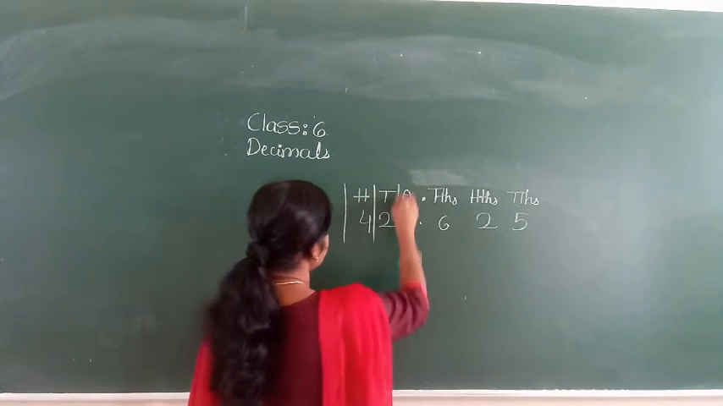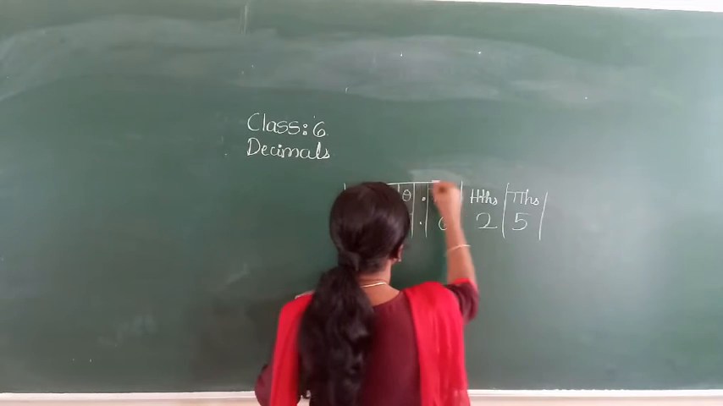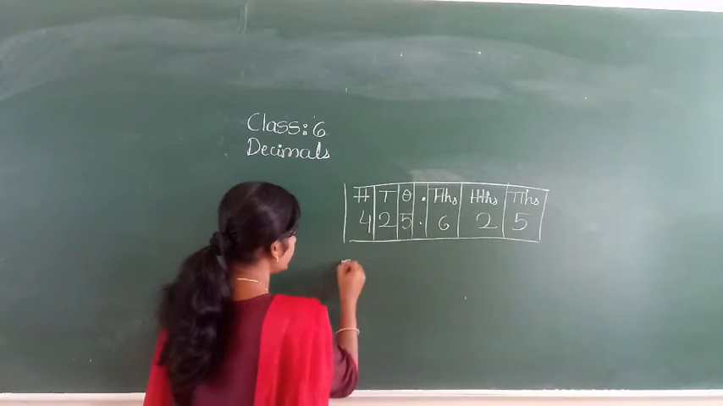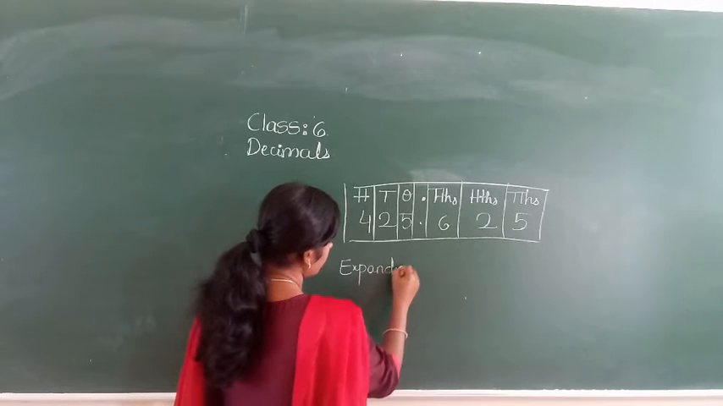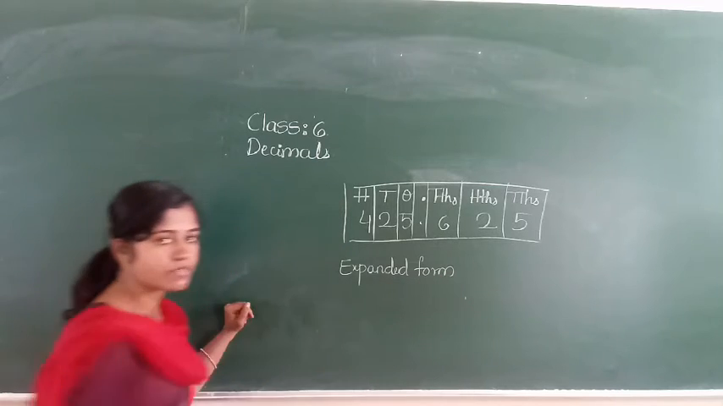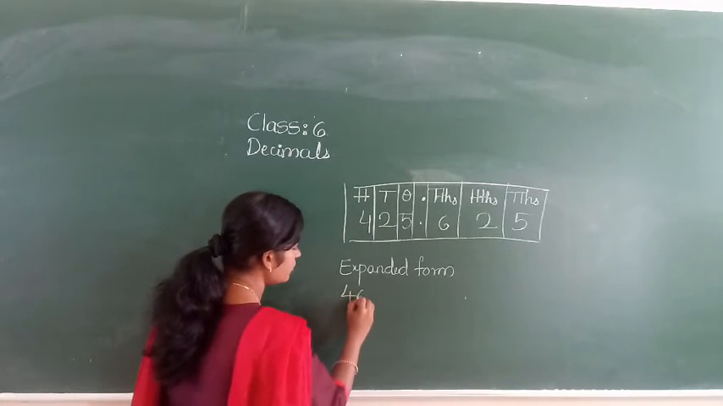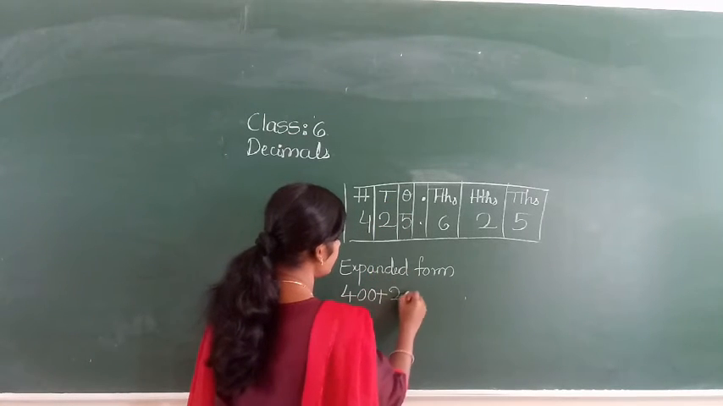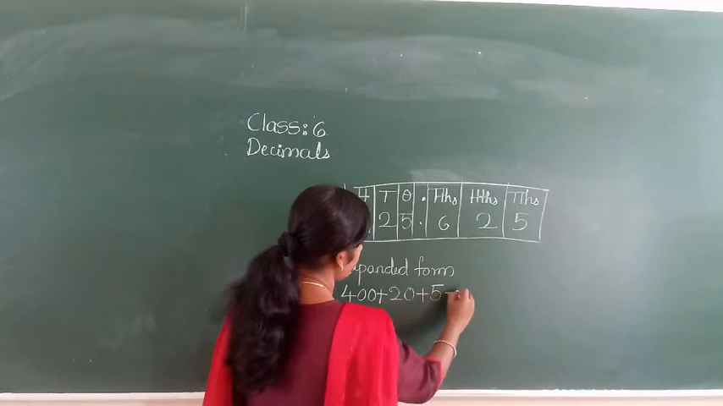After that I taught how to write them in expanded form. Then see how to write in expanded form. First you have to see its place values. 4 is there in which place? Hundreds place. So write here 400. After that 2 is there in the tens place, means write here 20. 5 is there in the ones place, means write here 5.